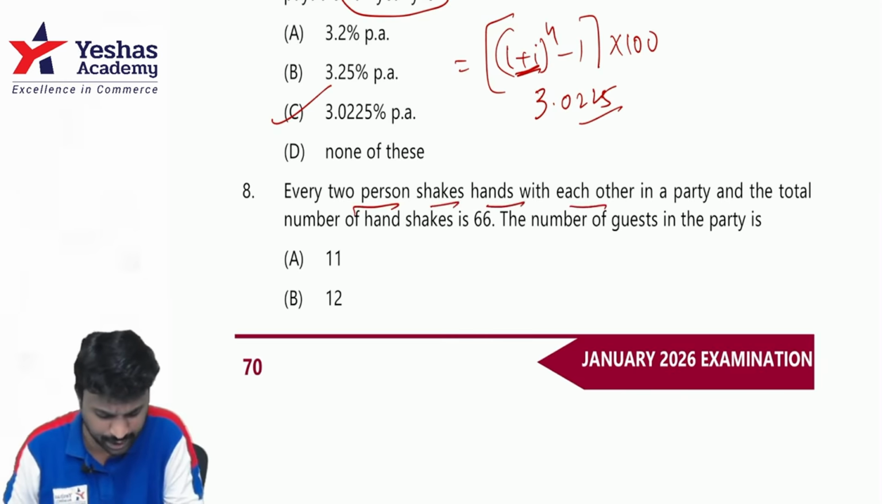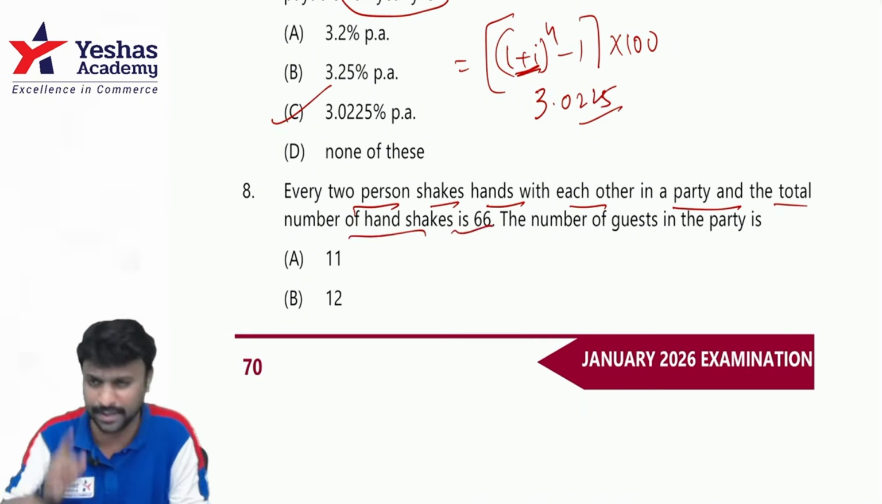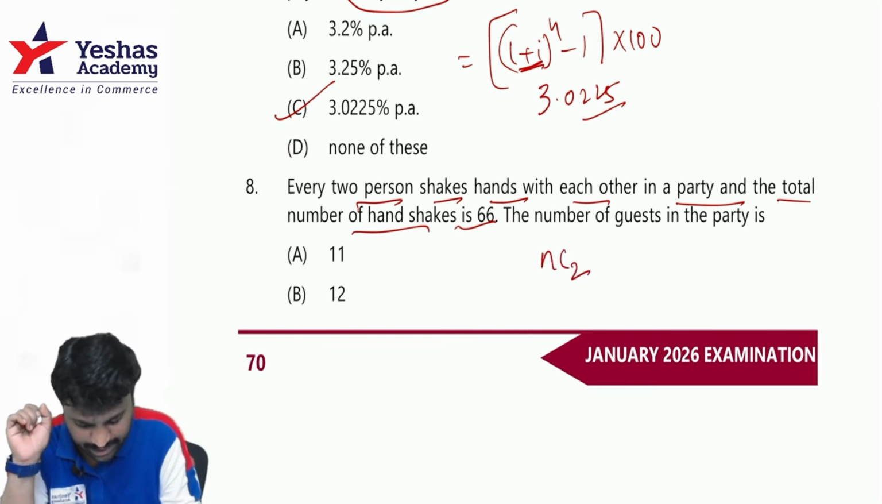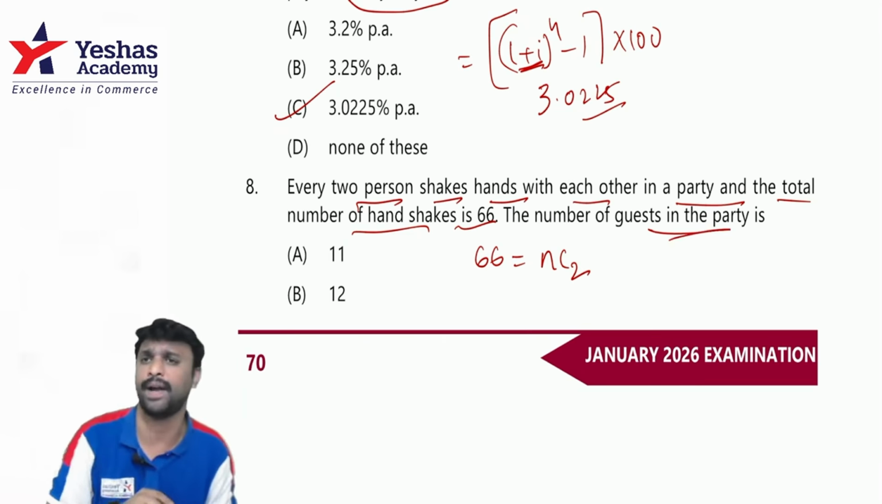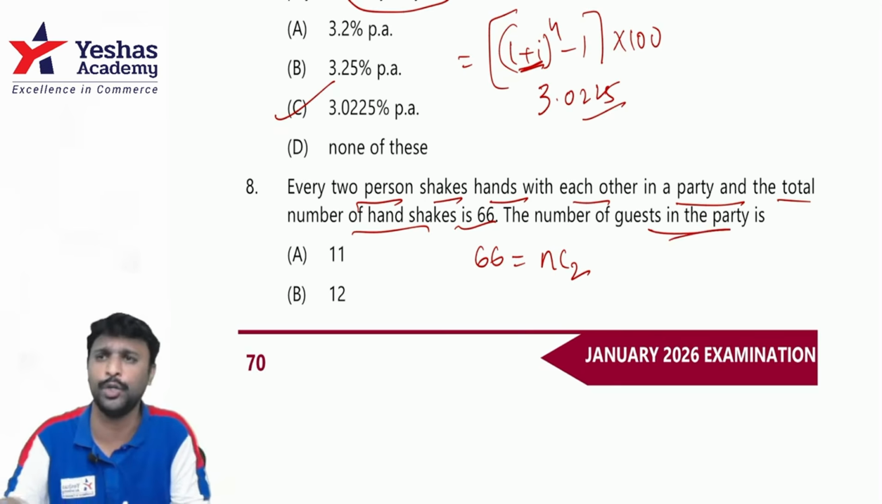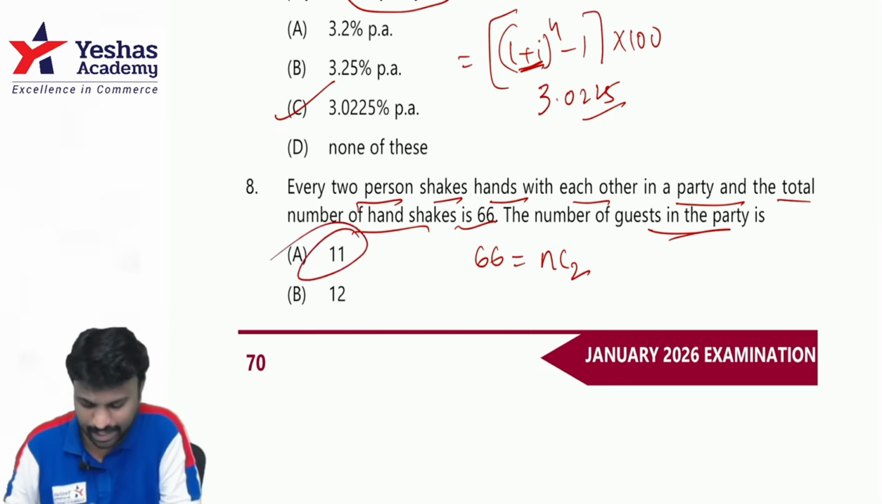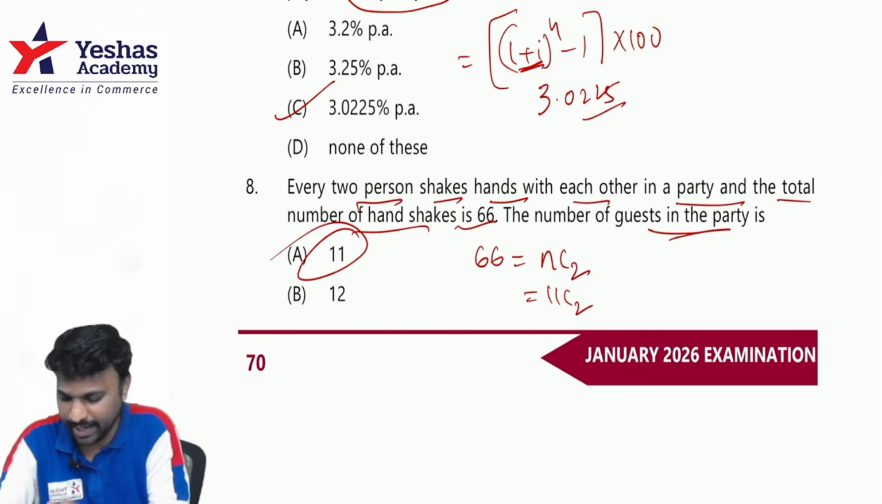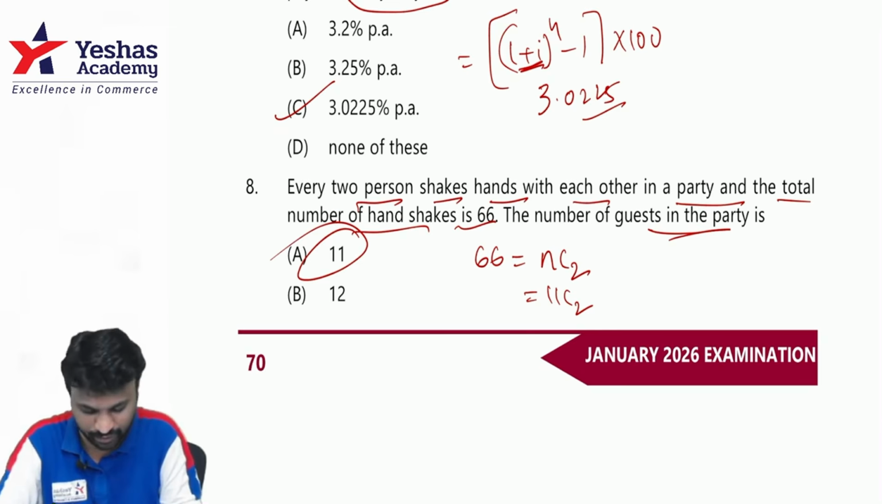Every two persons shake hands with each other in a party. The total number of handshakes is given as 66. So what is the number of handshakes formula? NC2, which is equal to 66. We need to find the number of guests in the party, that means the N value. Guys, what you do? Hit the options. If I hit 11, 11C2, 11 into 10 divided by 2, which is 55, it's not 66. Option A doesn't satisfy.